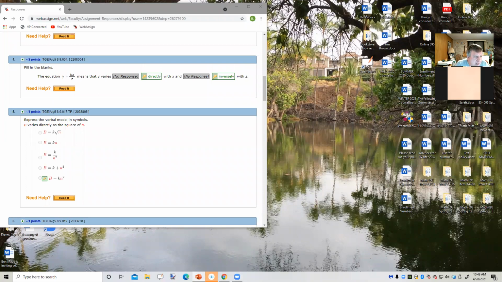Fill in the blanks. The equation y equals kx over z means that y varies blank with x and blank with z. All right. Since x is on top, it's going to vary directly with x. Since z is on the bottom, it's going to vary inversely with z. So you're going to say y varies directly with x and inversely with z. Does that make sense? Yes.